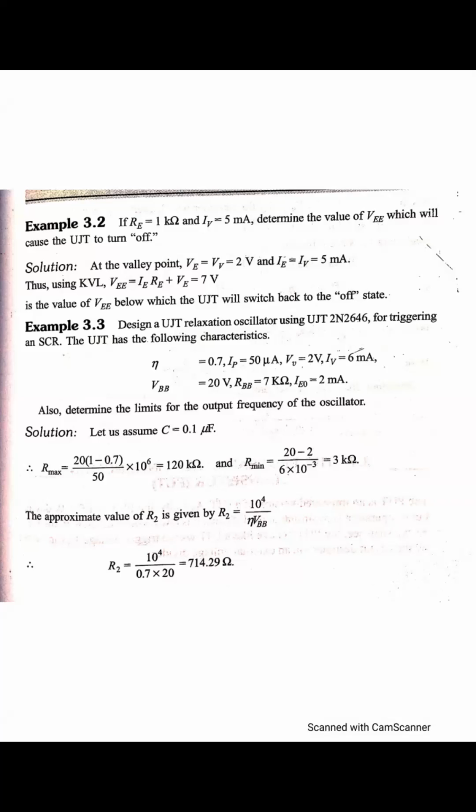First problem: if RE is equal to 1 kilo ohm and IV, that is the valley current, is 5 milliamperes, determine the value of VEE which will cause the UJT to turn off. Okay, so they have given RE and IV, the valley current, and we have to determine the VEE that causes the UJT to turn off.